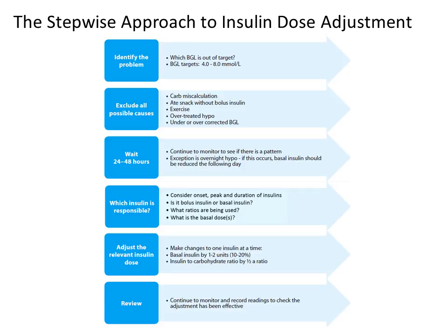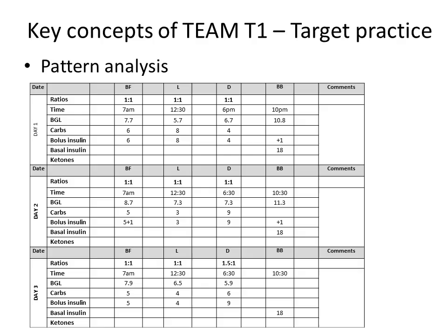Using the previous example, let's work through the stepwise approach. Identify the problem: blood glucose before dinner is above target. Exclude all possible causes. No other causes are known at this point. Wait 24 to 48 hours. The pattern has already been established in this case for at least 24 hours. Which insulin is responsible? Either the dinner bolus insulin or could it be the basal is running out? Adjust the dose. The decision's made to increase the dinner ratio by half a ratio to 1.5 to 1. We would then continue to review to see if this change has been effective.